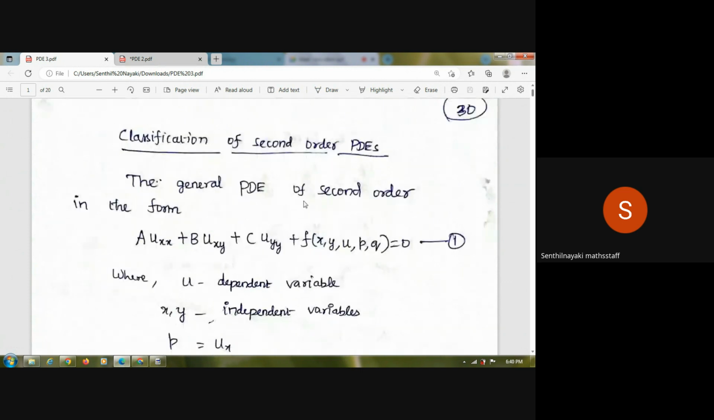Let us consider the general second order partial differential equation. It is in the form of A uxx plus B uxy plus C uyy. The remaining terms can be written within this function of x, y. You know what x and y are. Here x and y are independent variables and u is the dependent variable.